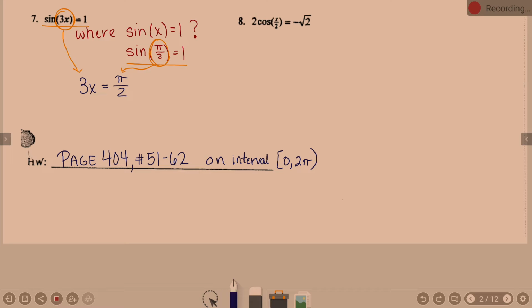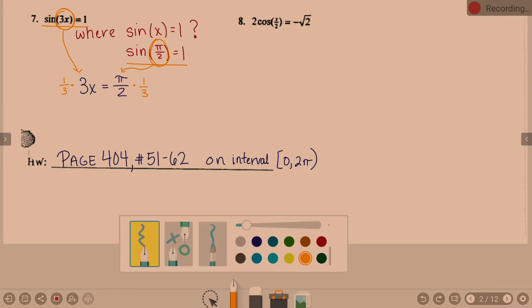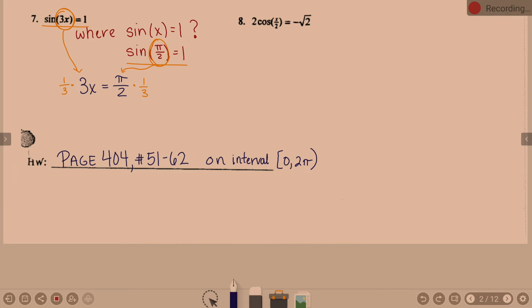Divide by 3. Or, since I'm going to be working with a fraction on the other side, multiply by the reciprocal of 3, which is 1 over 3. So I'm going to say multiply both sides by 1 over 3. Do the math. 1/3 times 3. x equals what? Pi over 6. There's your answer.